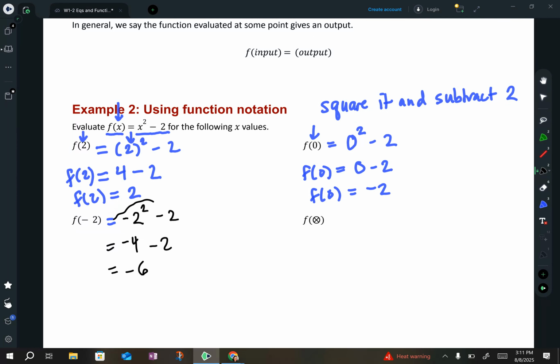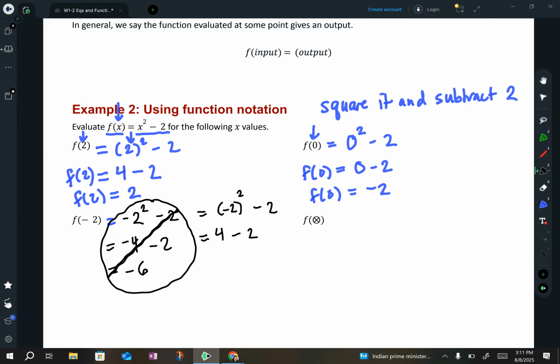But this is wrong. I'm going to Ghostbuster it here. It's wrong because I didn't plug in my negative 2 correctly. What I should have done was negative 2 in for the whole x, which is squared, minus 2. Negative 2 squared is negative 2 times negative 2 is positive 4 minus 2. 4 minus 2 is 2. So we get the value of 2 again.